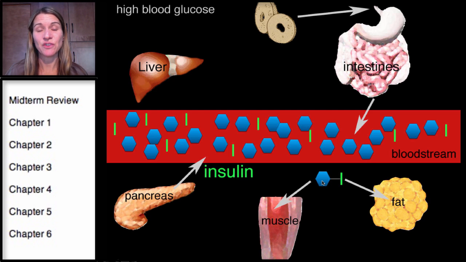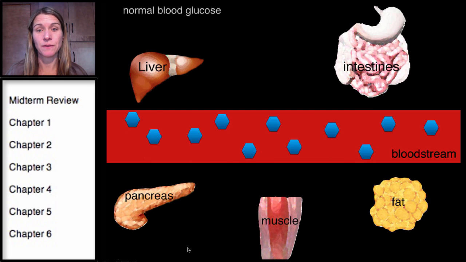Insulin assists in the transport of glucose to the muscle, the fat, and the liver. I don't have that shown here. And once the glucose comes out of the bloodstream, this is going to decrease back to a normal blood glucose. So the goal of the pancreas releasing hormones is to normalize blood glucose.